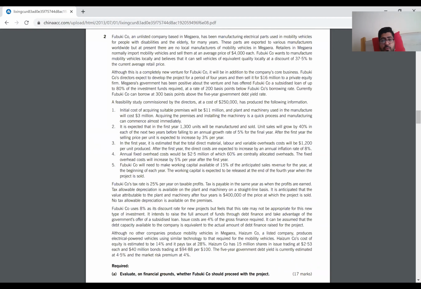So this is a completely new venture. It's in addition to the company's core business. Fubuki's directors expect to develop the project for a period of 4 years, then sell for 16 million. Megara's government is giving some subsidy, so note the subsidy.